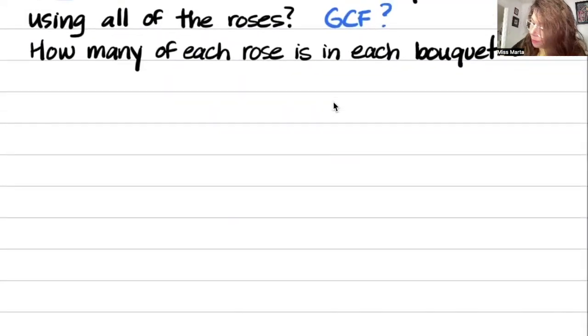Okay. So let's talk. We have 36, which is 6 times 6, and each of those is 2 times 3.